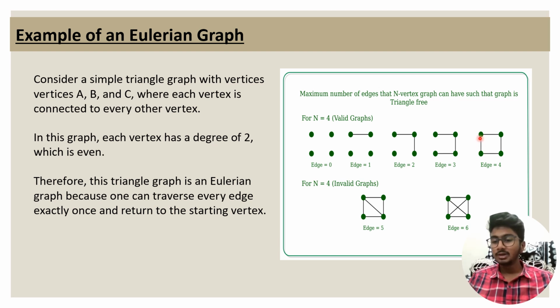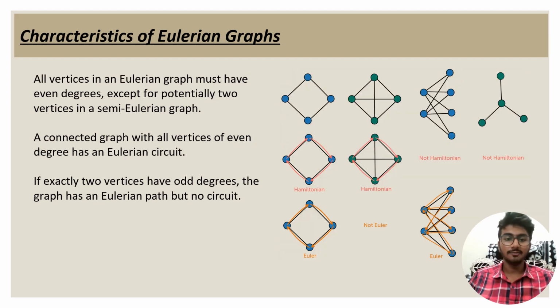Coming to edge 4, every vertex has degree 2, so I can say that it is an Eulerian graph. Coming to edge 5 and edge 6, here it cannot be an Eulerian graph, as here the vertex has degree 3, and this vertex as well has degree 3, so these can't be said to be Eulerian graphs. Here also it has vertex degree 3, so it can't be an Eulerian graph.